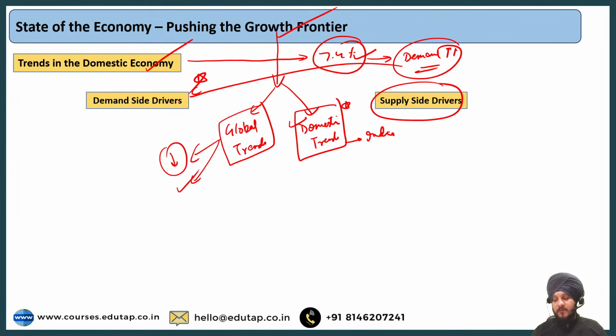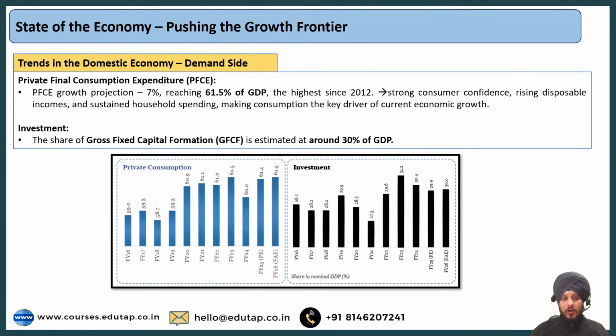Now, what are those demand side drivers when it comes to this projection of 7.4% real GDP growth? Let us first go through that. After that, of course, we are going to see the supply side factors also. So when I talk about demand side factors, the first and the foremost is the private final consumption expenditure, which is PFCE. The growth projection regarding this PFCE is 7%. And private final consumption expenditure as a percentage of GDP is 61.5%, which is the highest since 2012.